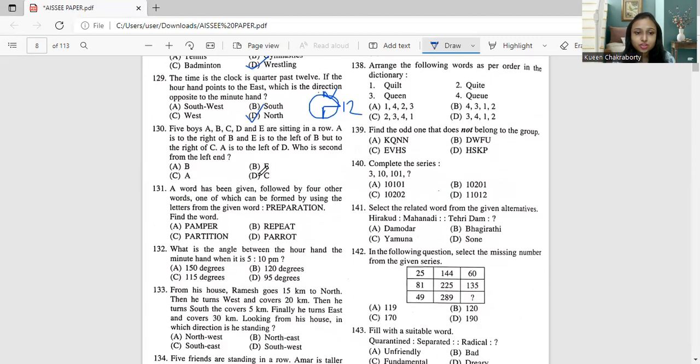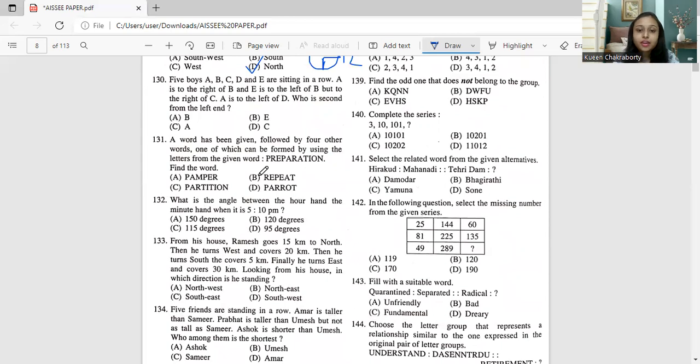Next, moving to question 130. 5 boys A, B, C, D and E are sitting in a row. A is to the right of B and E is to the left of B, but to the right of C. A is to the left of D. Who is second from the left end?